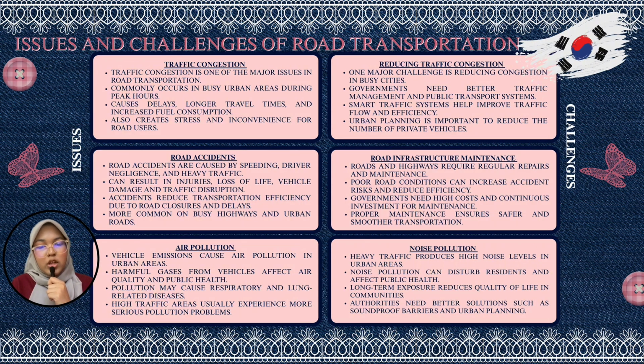Next, one of the major challenges is reducing traffic congestion in busy cities. The South Korean government has introduced smart traffic systems and improved public transportation services to reduce the number of private vehicles on the road. For example, smart traffic systems in Seoul help improve traffic flow during peak hours.